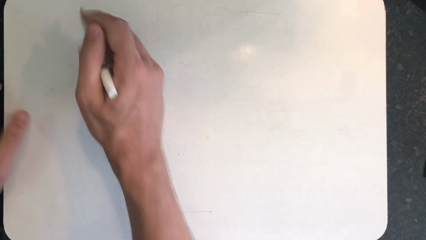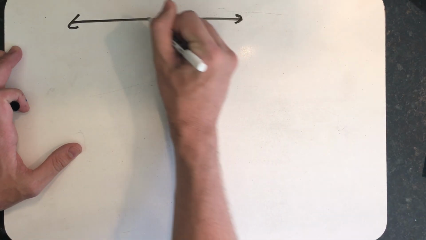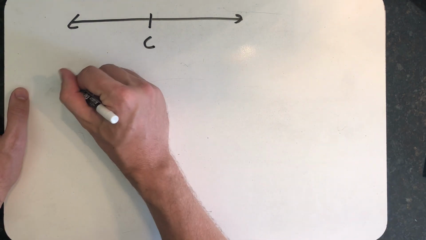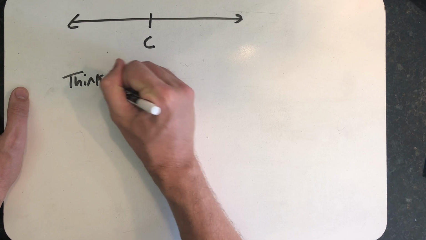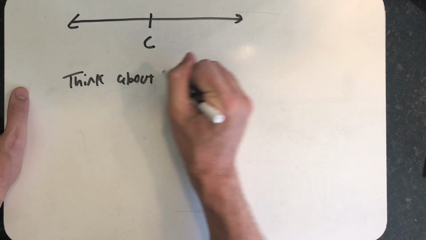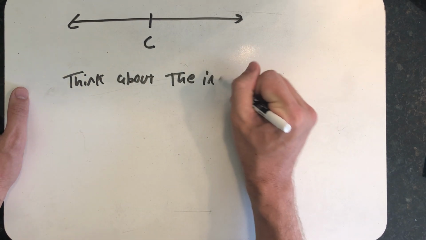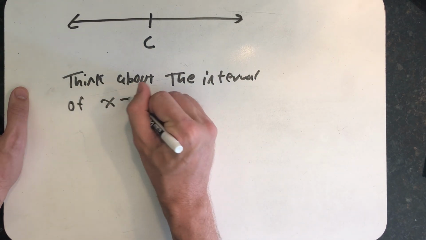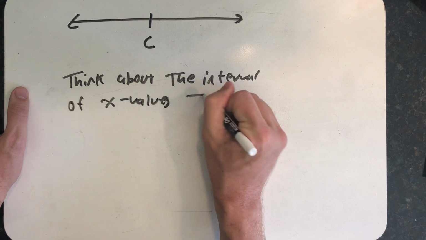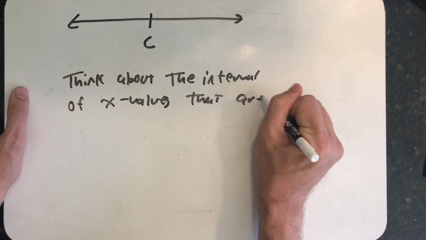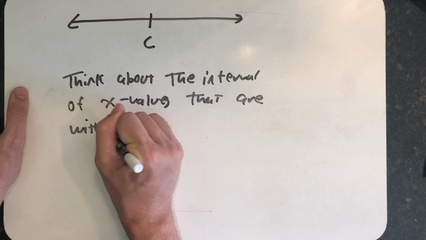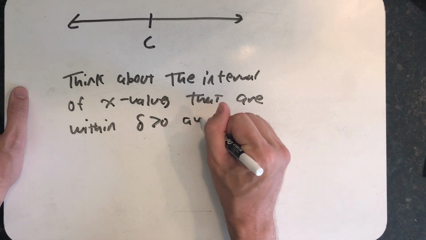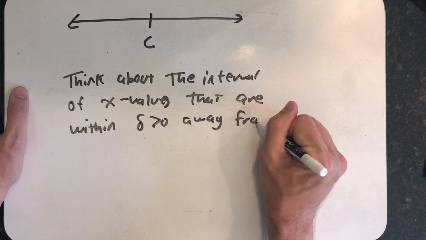If I was to imagine a number line with a real number c on it, and I said, think about the interval of x values that are within some number delta, which is just a positive distance away from c.